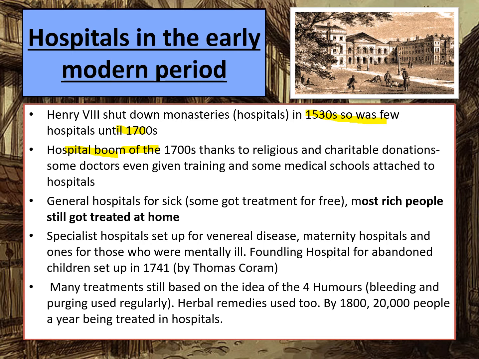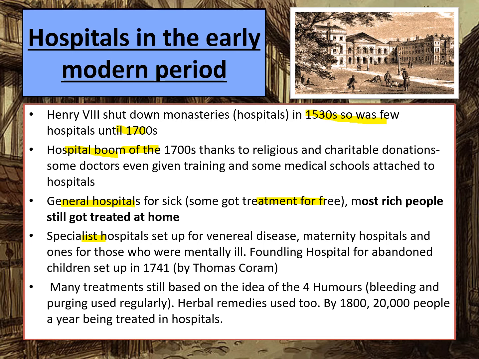There were even some doctors who started doing training at these new hospitals, and some medical schools were then attached to these hospitals, which is something we still do today. They had general hospitals for the sick, and some people that were poorer got their treatment for free, but most rich people still tended to get treated at home by private physicians rather than attending these hospitals. They even set up specialist hospitals as well for people that were suffering from venereal diseases.